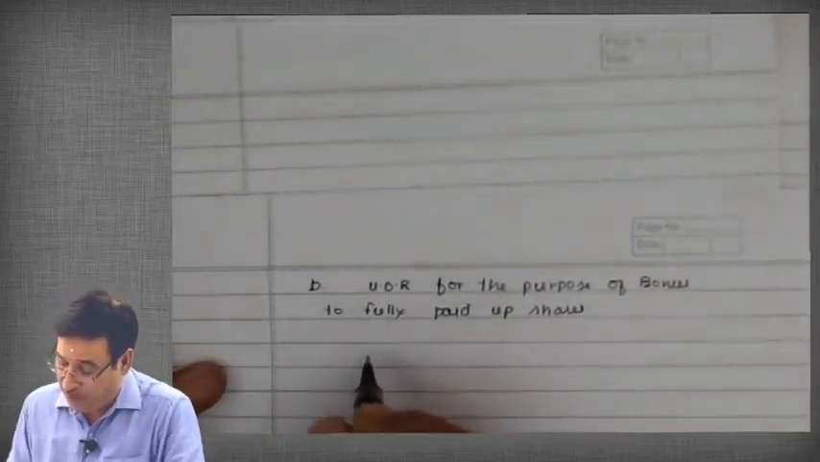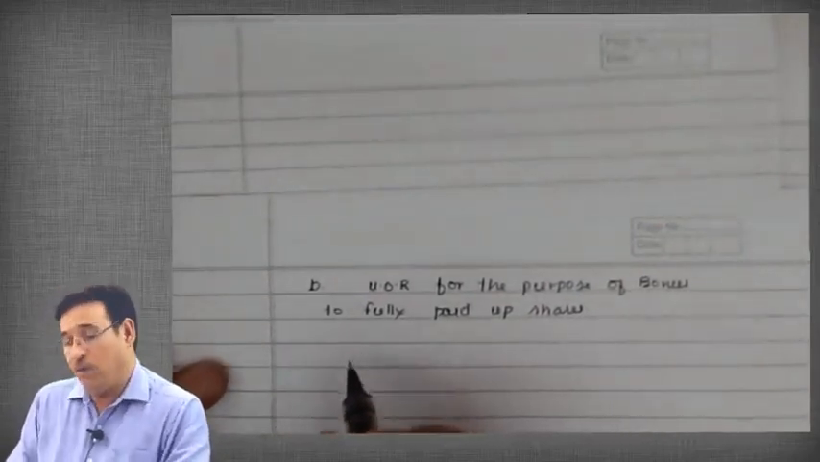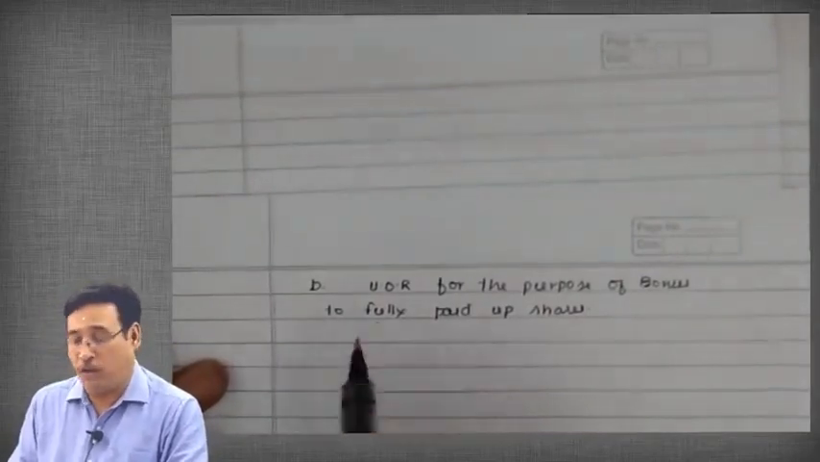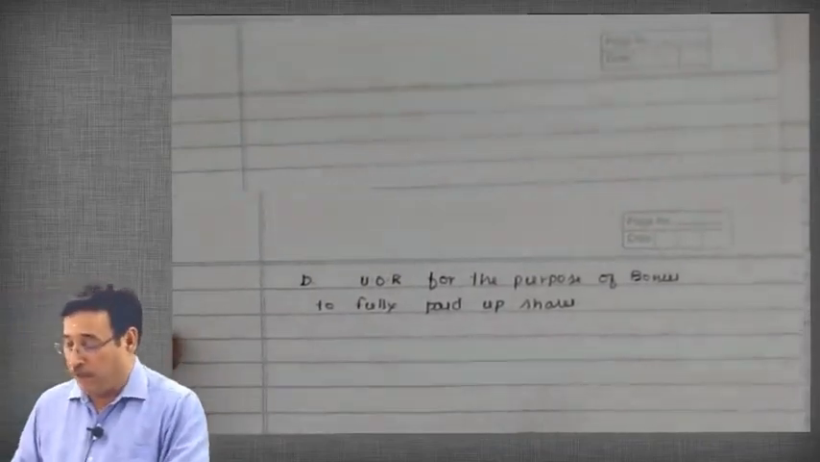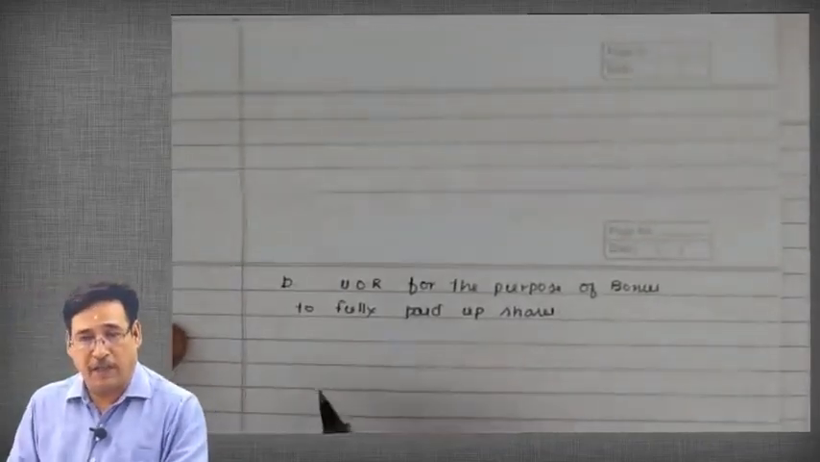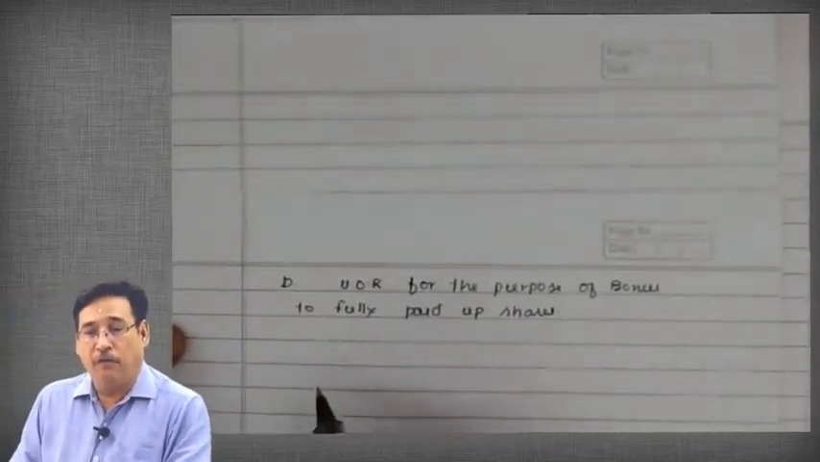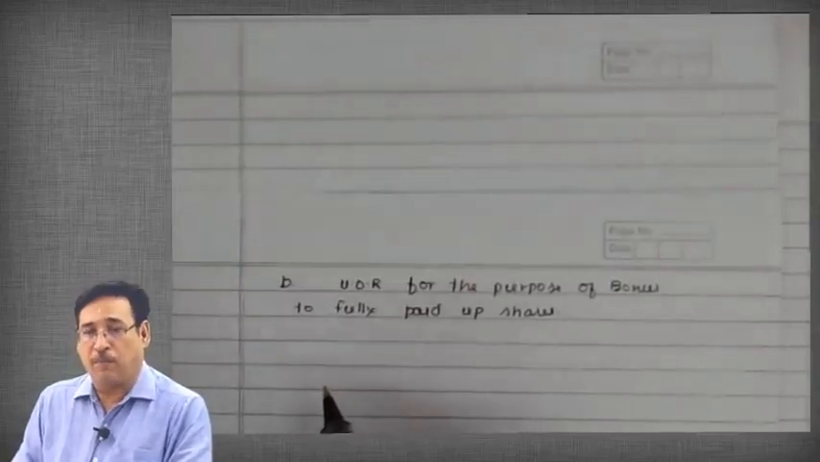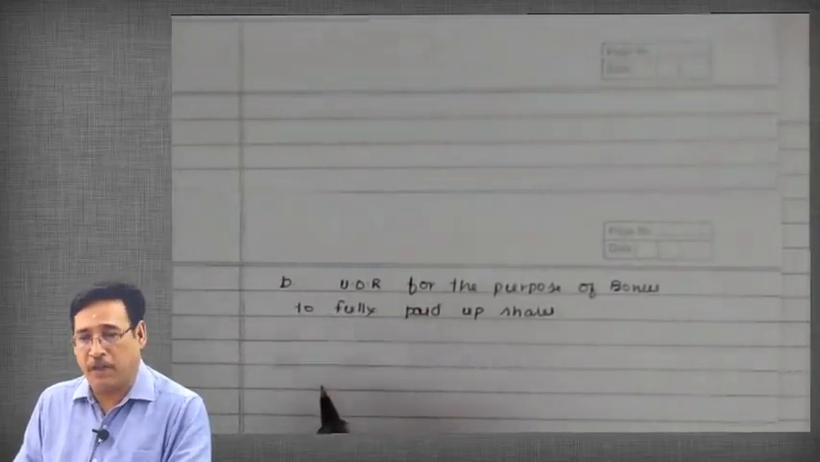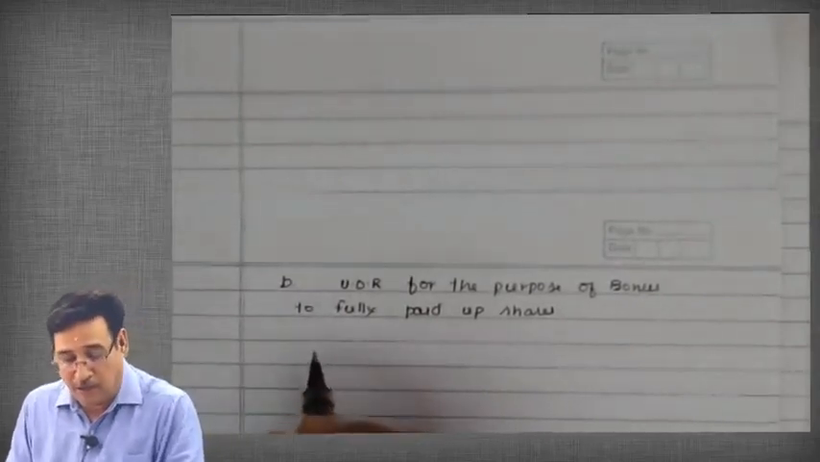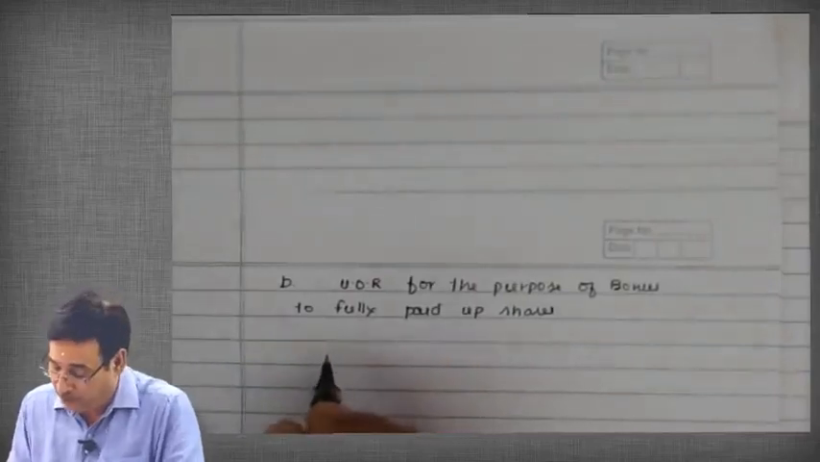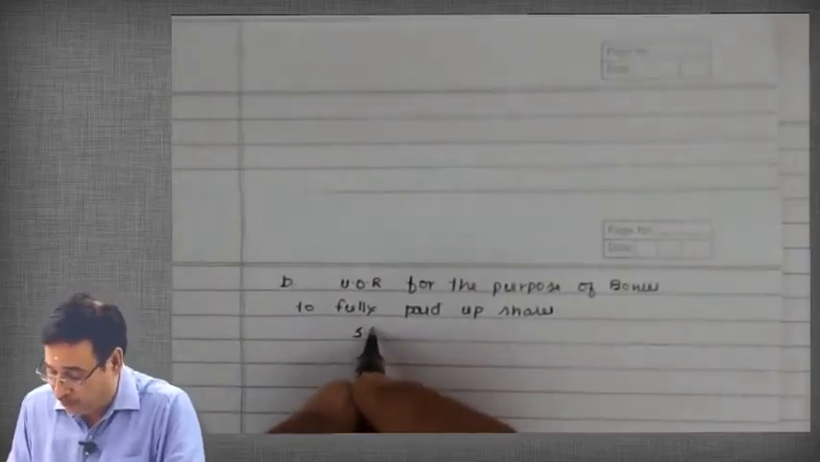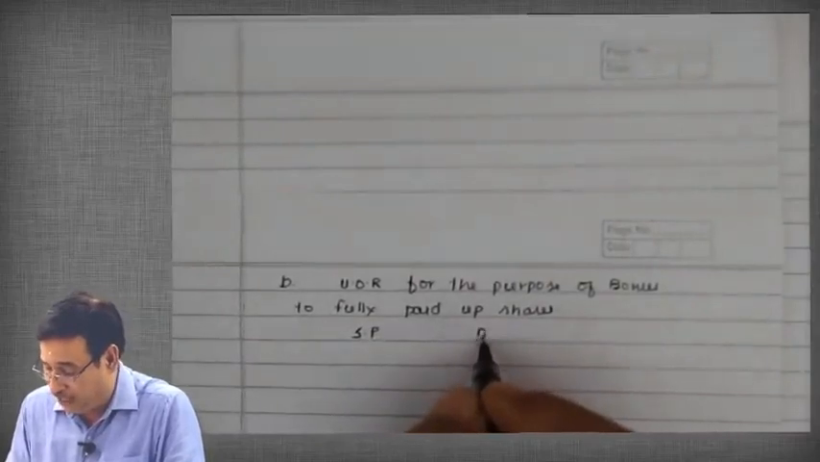Your entry will be, because now you are going to utilize the reserve for the purpose of what we call bonus to fully paid up share, and we have already gone through the provisions at length, and we know that when we utilize the reserve for such purpose, it is always better to give preference to the capital nature reserve first. Now in this question we have security premium, and security premium is 1,50,000, so I pick up security premium 1,50,000.